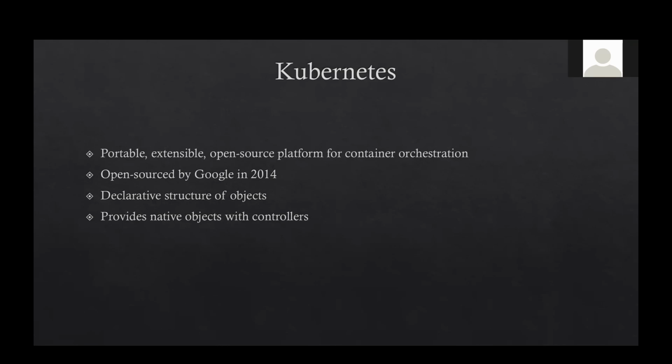And it provides native objects with controllers. So Kubernetes is quite extensible. You can write your own objects, and the Kubernetes API server will treat them pretty much the same way it treats its own objects. However, it only provides controllers for its own native objects, obviously. You can write controllers for your own objects, and Kubernetes will treat those controllers pretty much the same way it treats its own controllers. There is a slight bit of difference, but for the most part, it's the same. So, right.